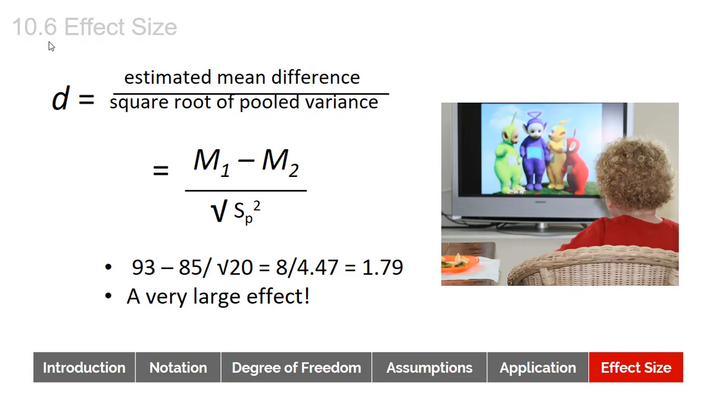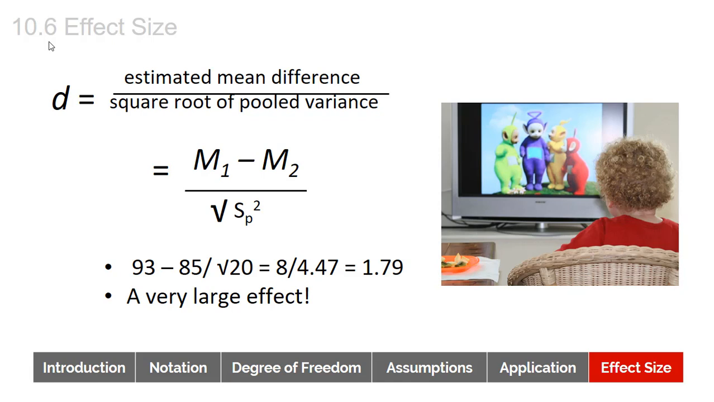So I've plugged the numbers in for this study that we have been talking about. If you take the mean of 93 minus the mean of 85, divided by the square root of the pooled variance, which gives us the pooled standard deviation of 4.47, that gives us an effect size of 1.79. That's a very large effect.